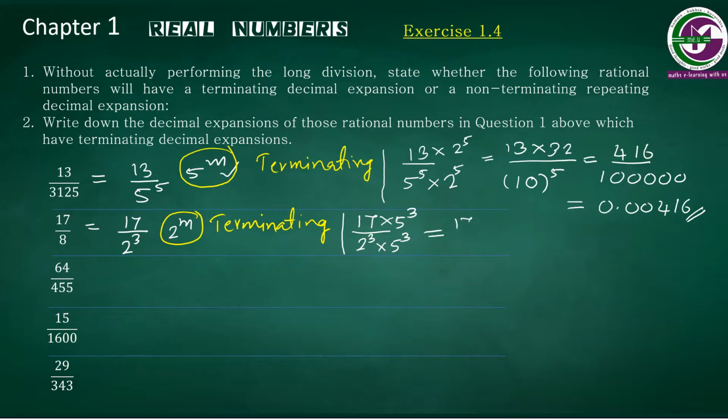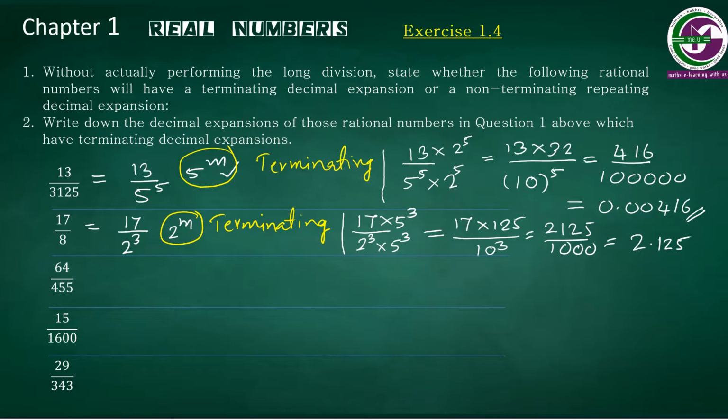So it is 17 times 125 divided by 10 to the power 3. So what is 17 times 125? It is 2125. 2125 divided by 1000. Now it is easy. It is 2.125. Okay.